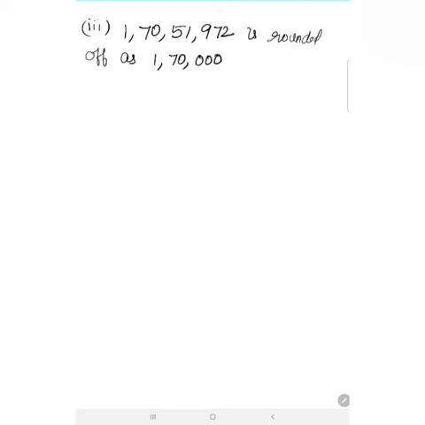The next one is the third question: 1 crore 70 lakhs 51,972 is rounded off as 1 crore 70 lakhs to the nearest lakh.